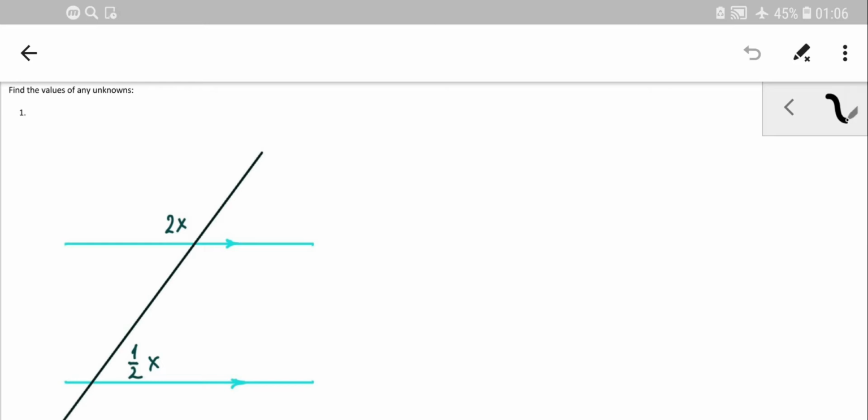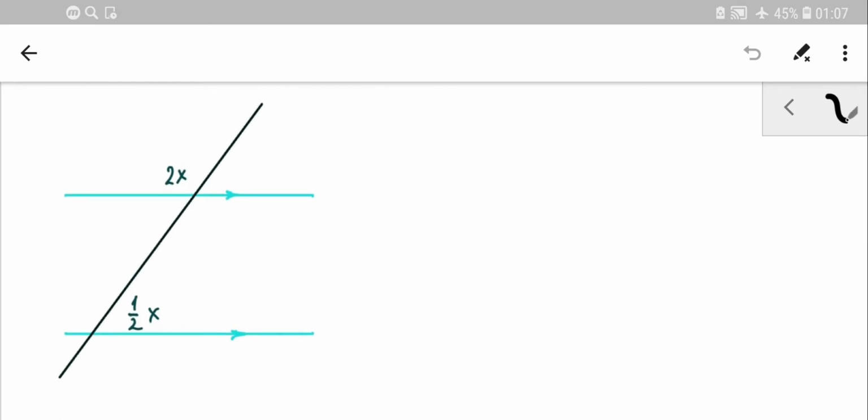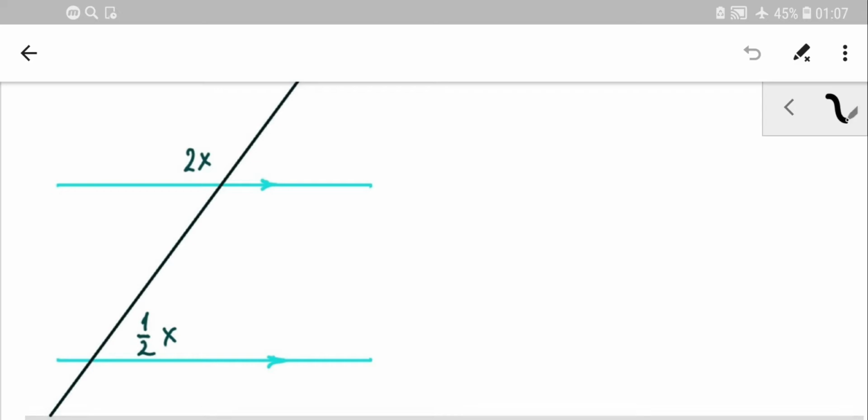Okay, pause the video and try to go by your own. Here is my explanation. We can figure out this angle, and if you add 2x with something, you'll get 180. But unfortunately you don't know x, that's the problem. So what you're going to do is to find the following.